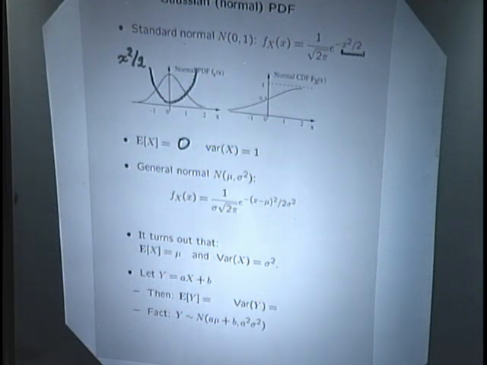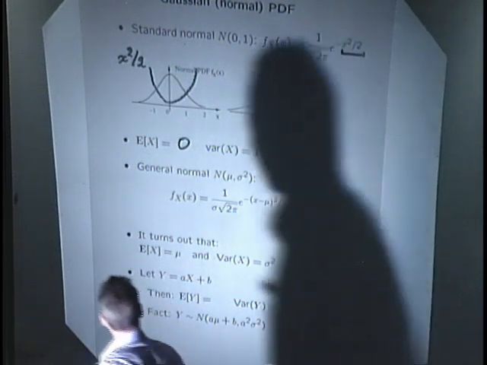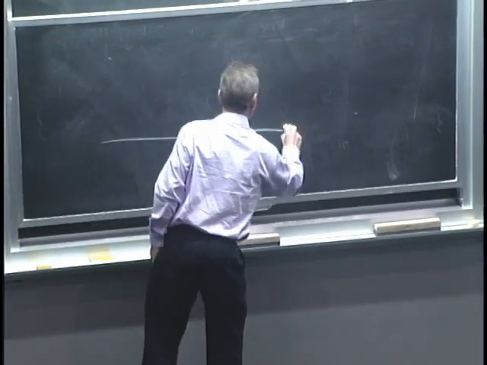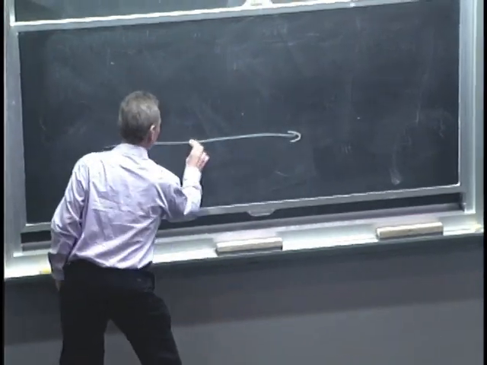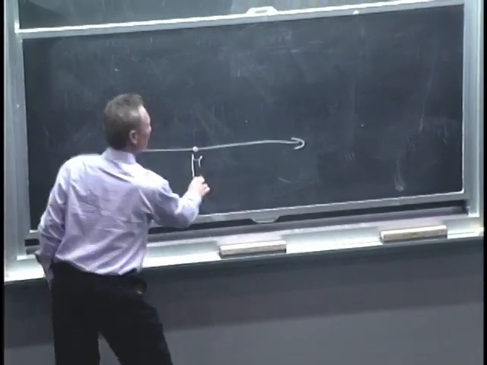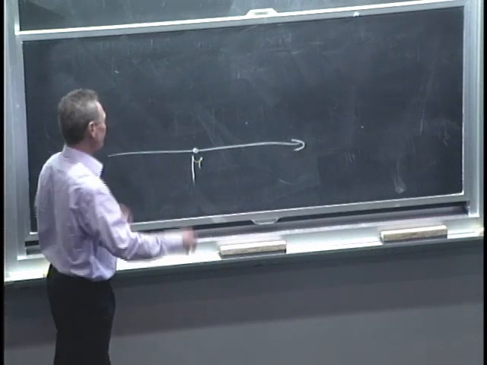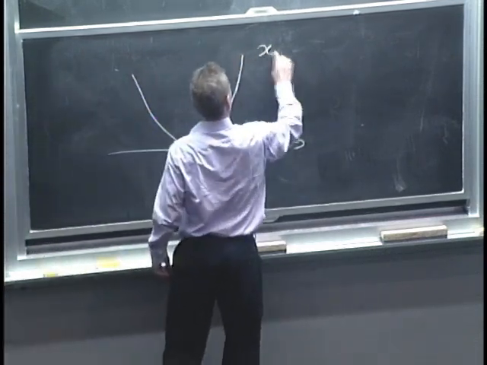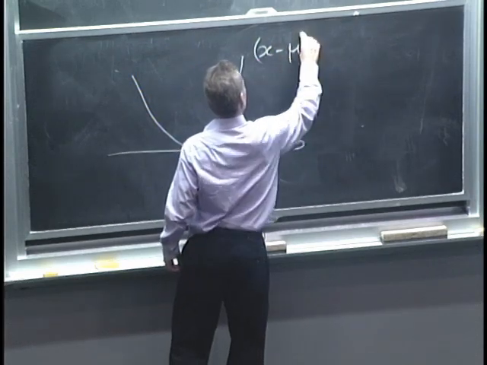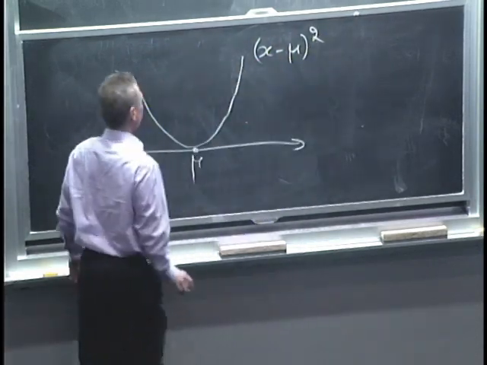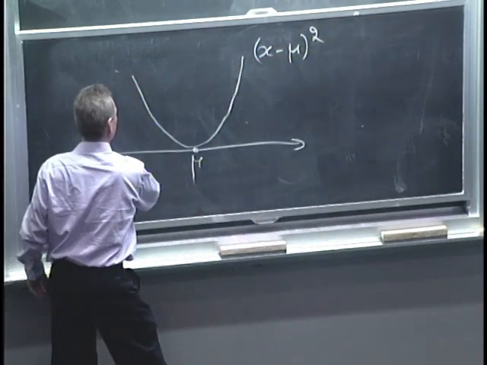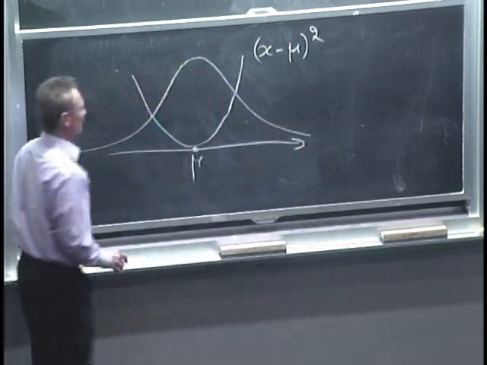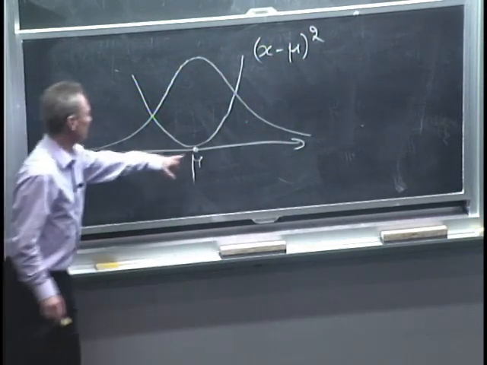How about other types of normals that are centered at different places? We can do the same kind of thing. Instead of centering it at 0, we can take some place where we want to center it, write down a quadratic, such as x minus mu squared, and then take the negative exponential of that, and that gives us a normal density that's centered at mu.